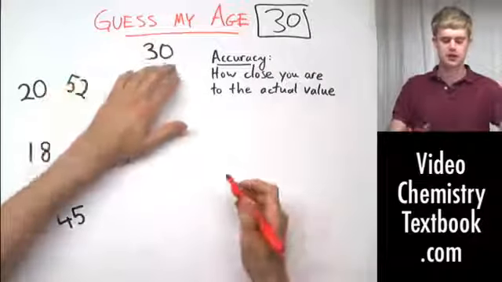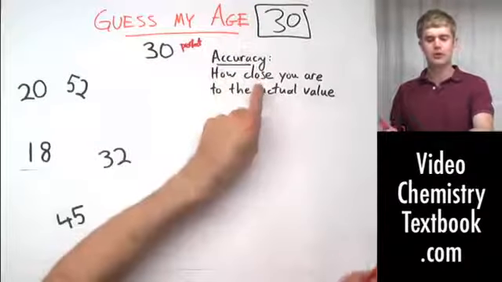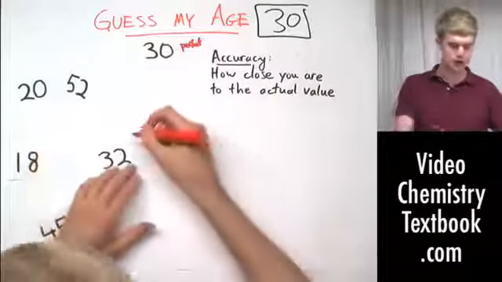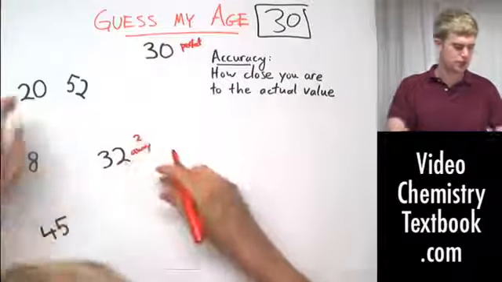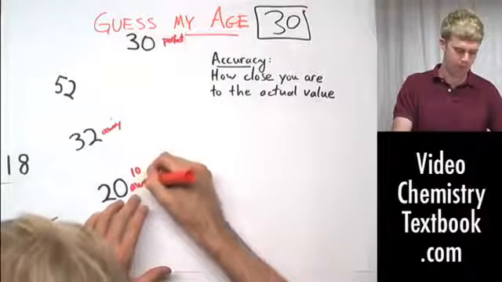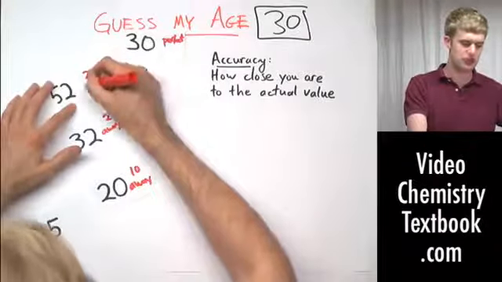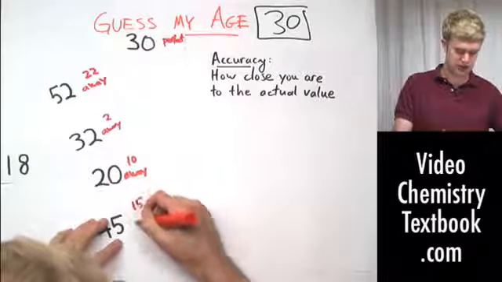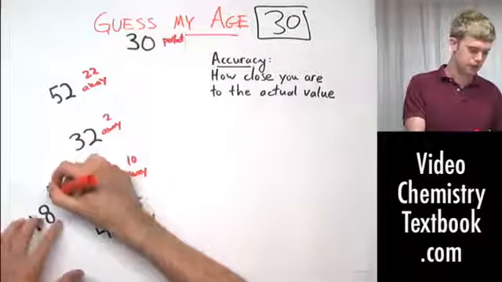Well, the person who guessed 30, they're going to win because they got it right on. But let's look at these other choices. So 30, I'm going to write here, perfect. It's incredibly accurate because 30 is as close as you can get to the actual value. 32, they were off by 2 years, so I'll say that 32 is 2 away. 20 is 10 away, and 52 here is 22 years away. 45 is 15 years away, and 18 is going to be 12 years away.